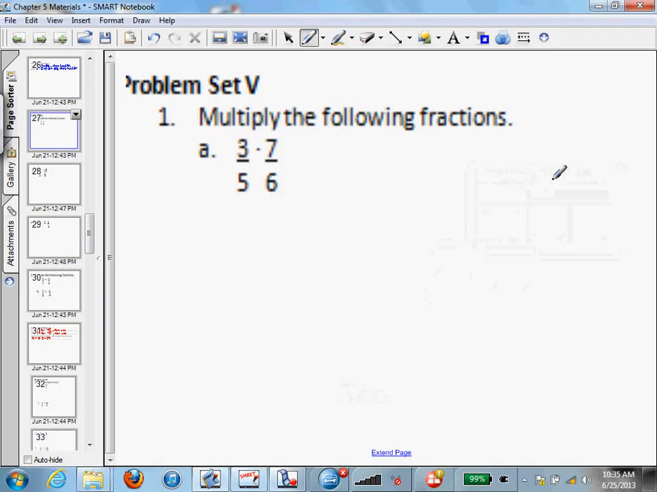Hello, and I want to welcome you back to 5.3. We're going to look at problem set 5.